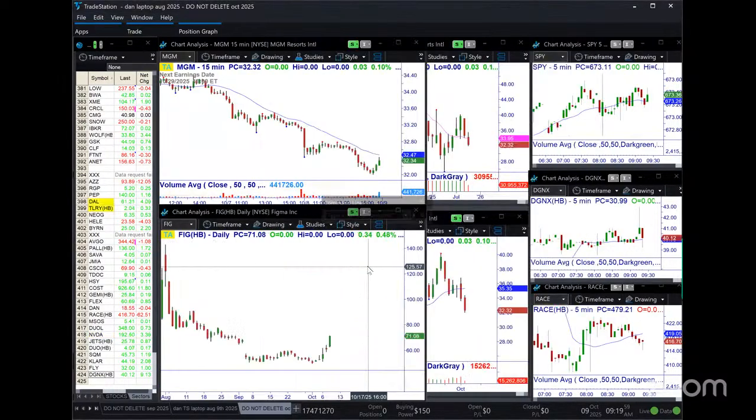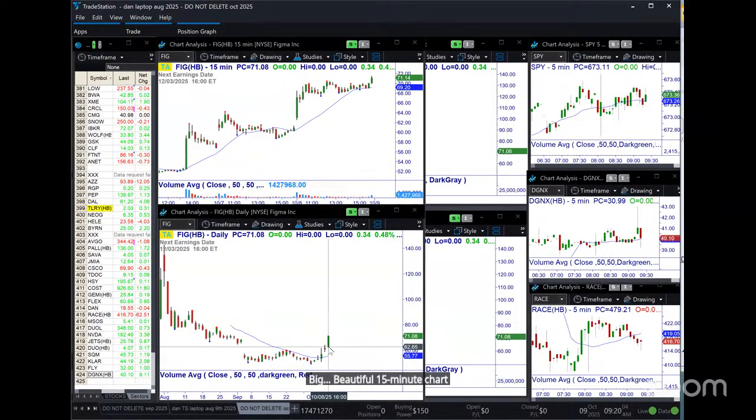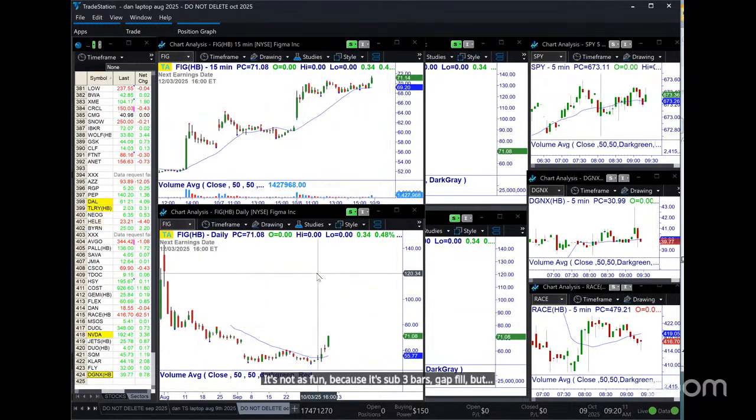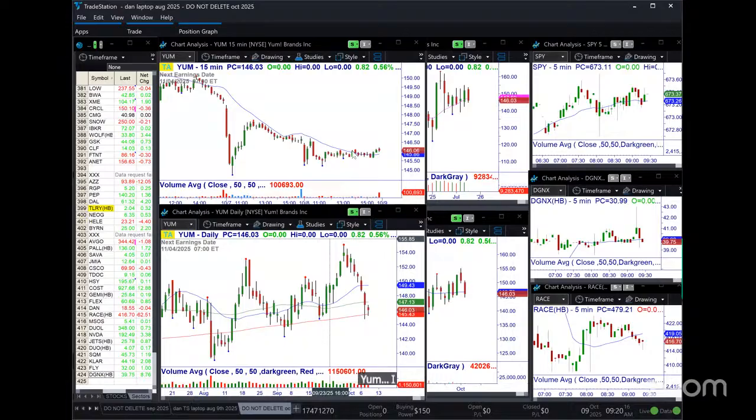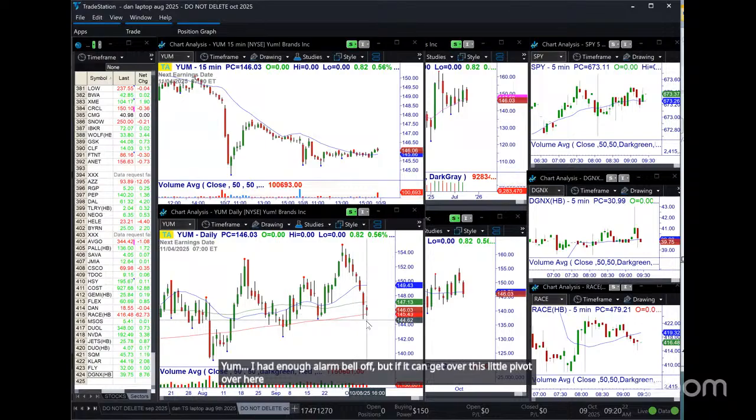Big, beautiful 15-minute chart. I said yesterday it's not a swing because it's up three bars, gap fill, but that's a nice 15-minute chart for day traders. Yum, I had an up alarm go off, but if it can get over this little pivot over here, I like that as a put spread idea.